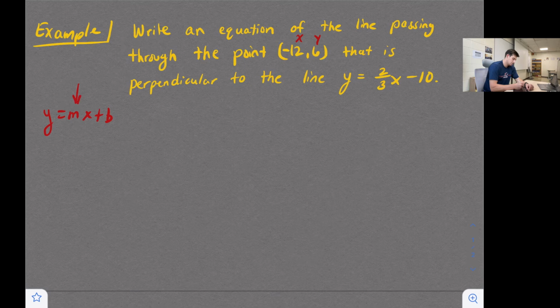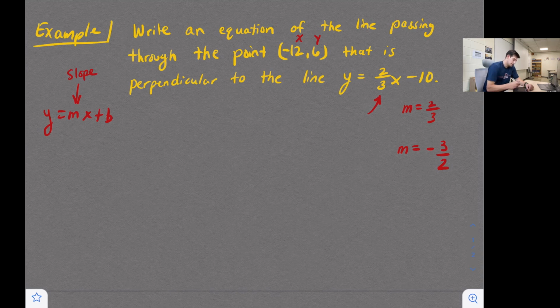Remember, m is where our slope is located. So in our equation right here, the key part is 2/3. Okay, so for this line, m is equal to 2/3. So now the slope of our perpendicular line needs to be the opposite reciprocal of that. So opposite would be -2/3, and then reciprocal means we switch the numerator and the denominator. So the slope of our perpendicular line needs to be -3/2.